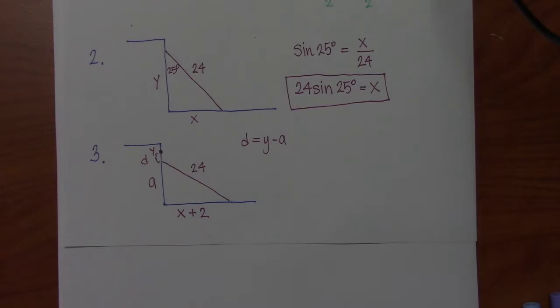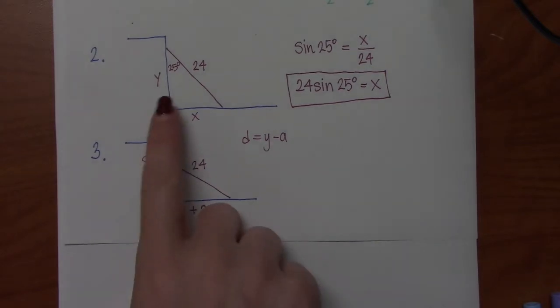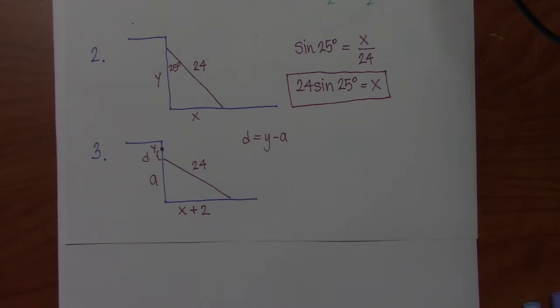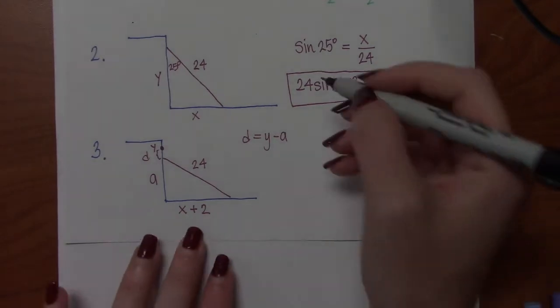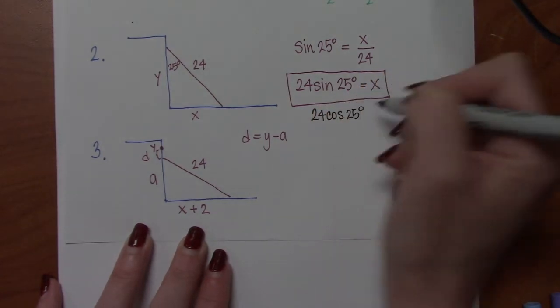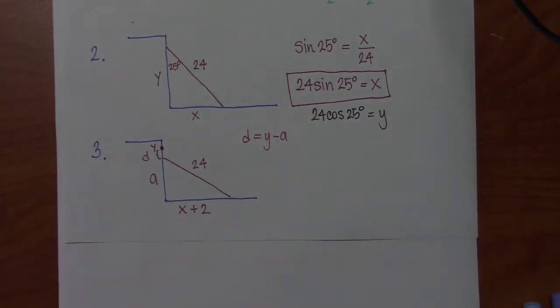So getting a or y is actually pretty easy. If we go back to the original problem, y is the adjacent side. We're still going to use the hypotenuse. So instead of using sine, we just change it to cosine. So 24 cosine 25 degrees is going to be the length of y.